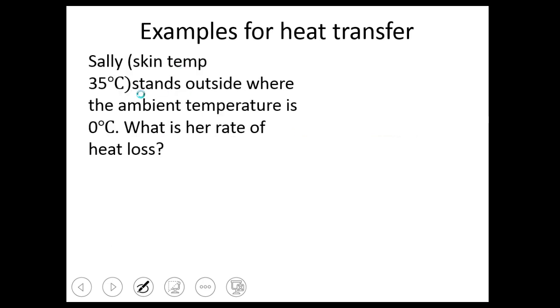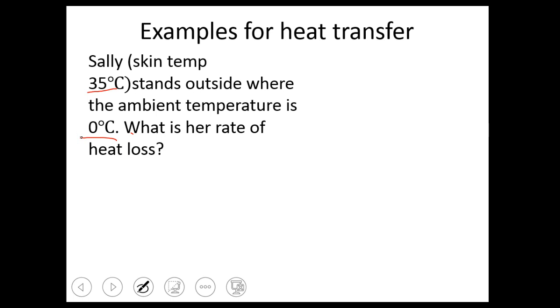All right, so now we've got Sally, who has sat on this rock. And she's cooled down a little bit. Now she's at 35 degrees Celsius. Or no, I'm sorry, she got tired of sitting on the rock and now she's standing up. But it's still really cold outside. And so what's her rate of heat loss now?